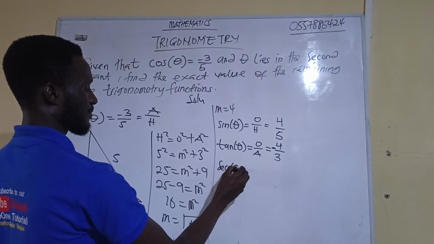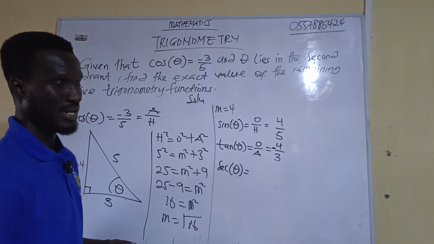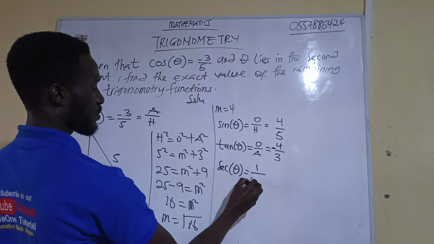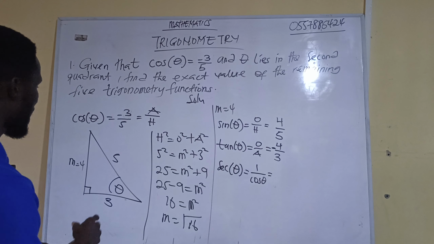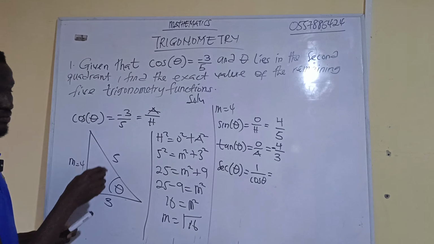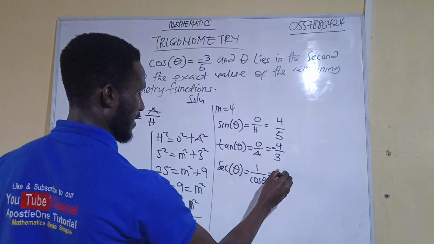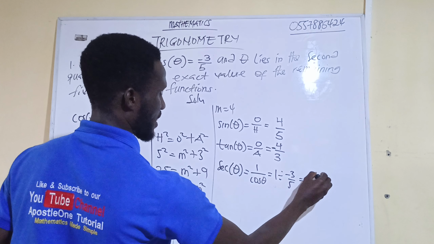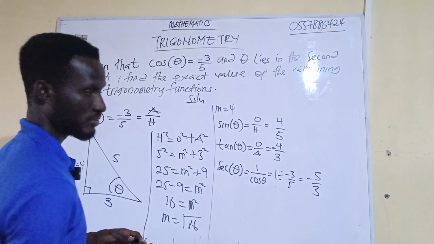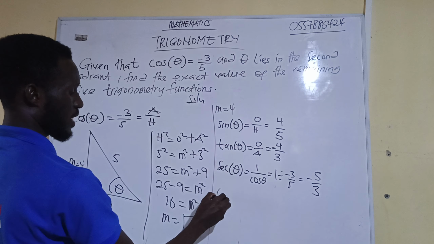Sec theta. What is sec? Now, you know sec is 1 over cosine theta. Don't forget that the cosine is negative 3 out of 5. So, we have 1 divided by negative 3 out of 5. So, we are going to get what? Negative 5 out of 3. Now, let's solve for the next one, cosec.